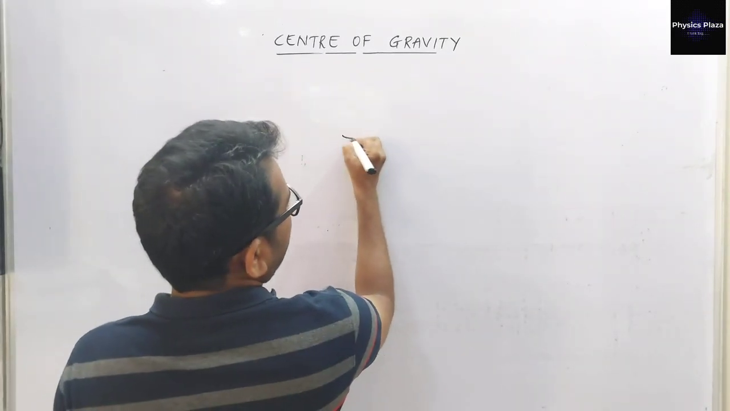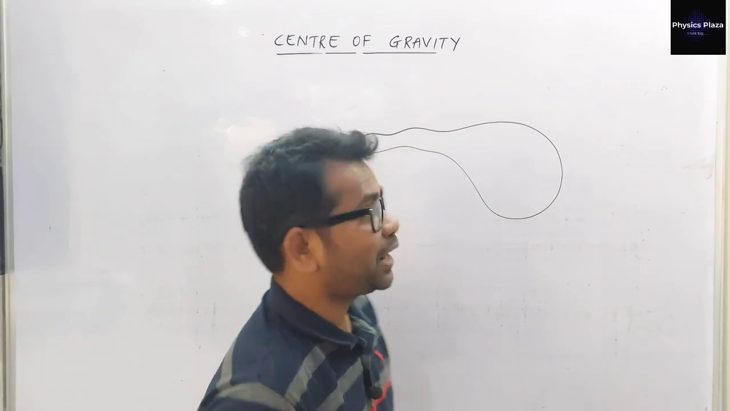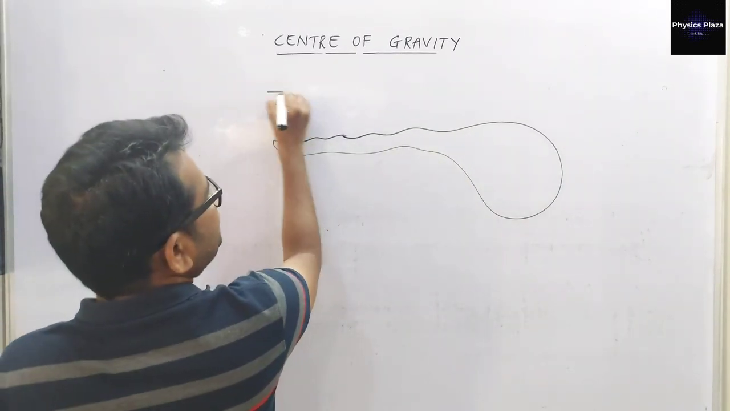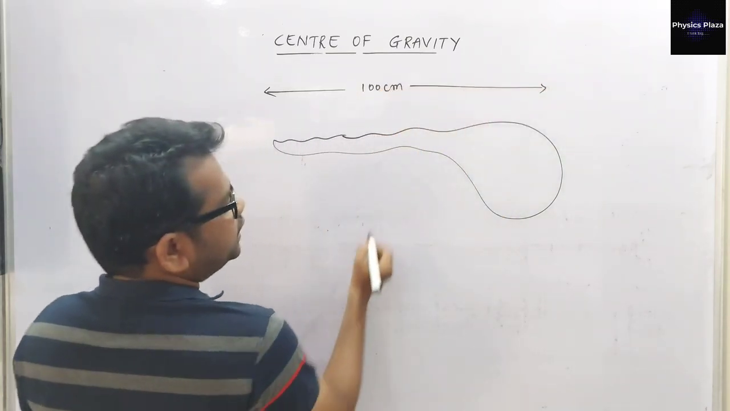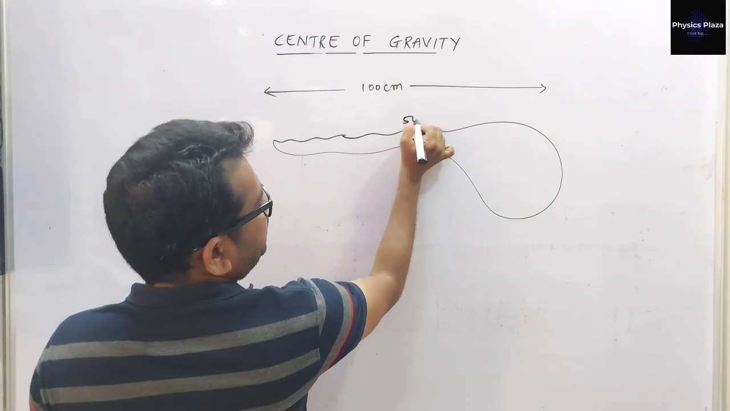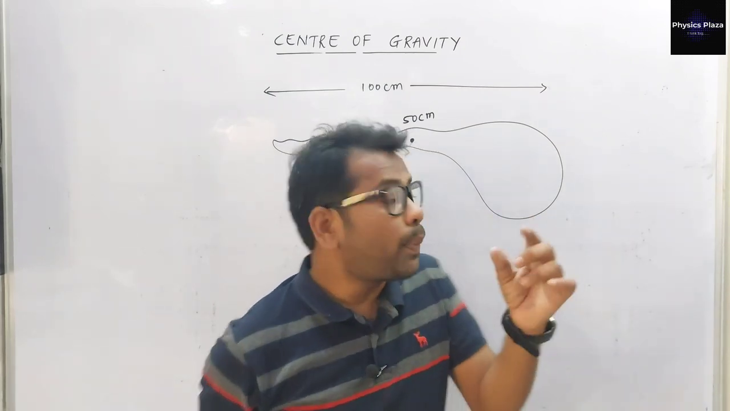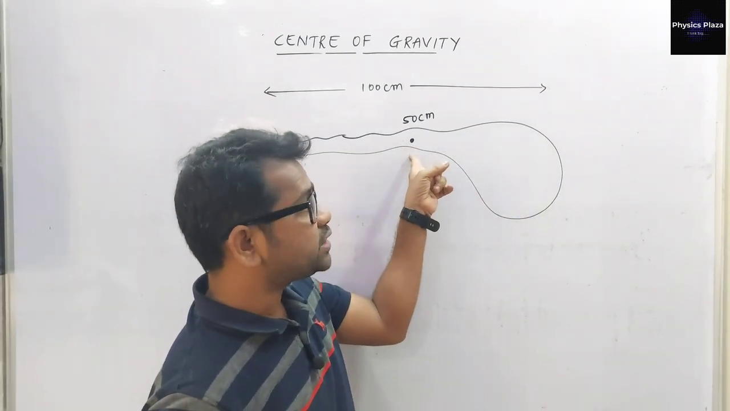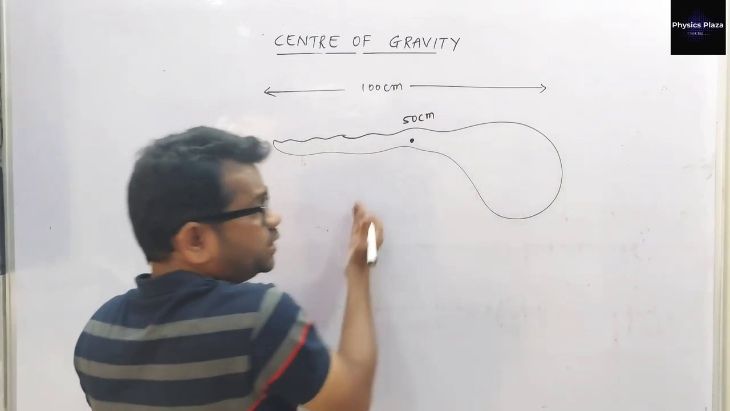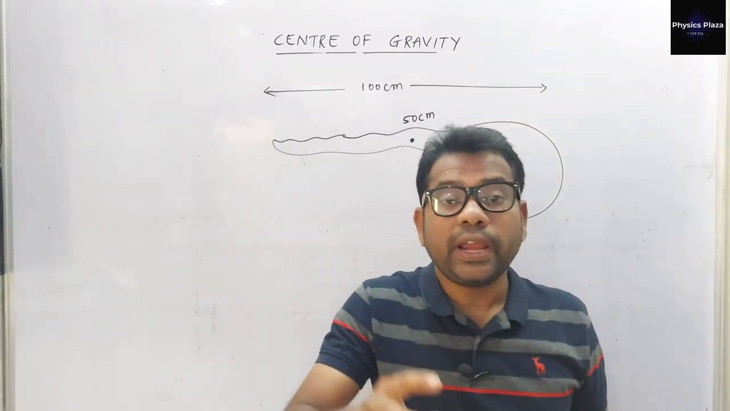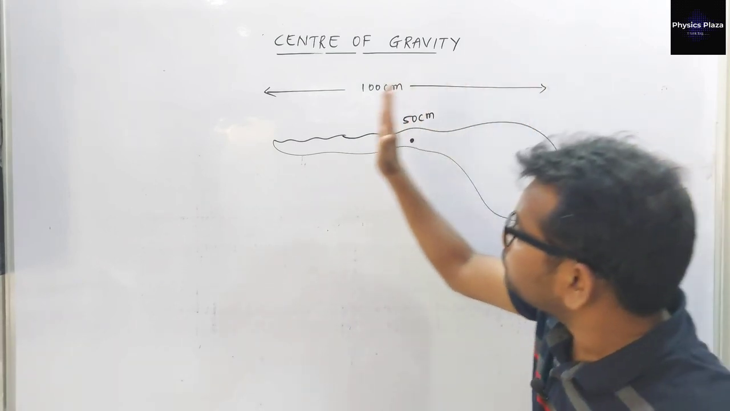For example, children, let us take one body like this. Don't ask me what the shape of this is, some irregular body. Let us say it is 100 centimeters, a 1 meter length. Now can you say that exactly at the 50 centimeter mark the center of gravity will be there? I mean to say, can you balance this body by keeping the pivot point at 50 centimeters? Obviously no. Children, can you guess whether the center of gravity will be situated on the right side or the left side? Come on, think. Where might the center of gravity be situated for this body? Right side of 50 centimeters or left side?